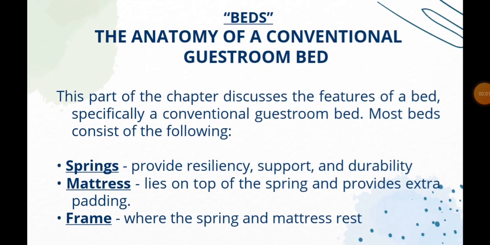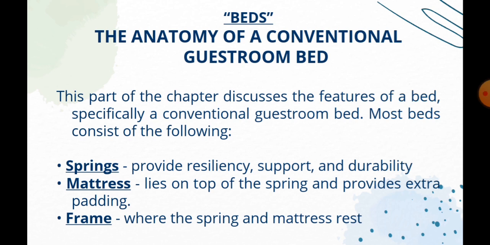Next. Beds. The anatomy of a conventional guest room bed. This part of the chapter discusses the features of a bed, specifically a conventional guest room bed. Most beds consist of the following. Springs provide resiliency, support, and durability to raise the mattress up to a more comfortable height. Mattress lies on top of the spring and provides extra padding. It provides added support to your back and neck while sleeping. So, ito yung nasa ibabaw ng kama. Frame. It is also called bedsteads, and it's typically made of wood or metal.